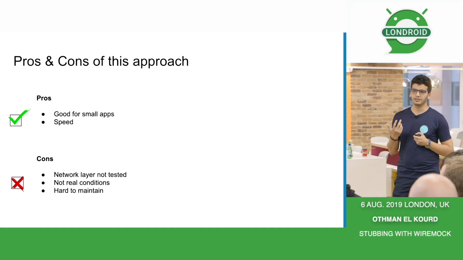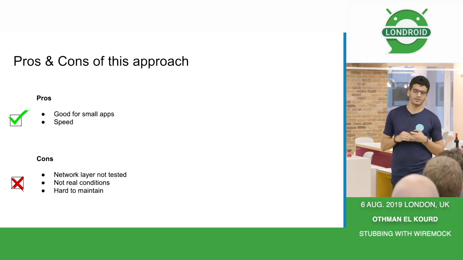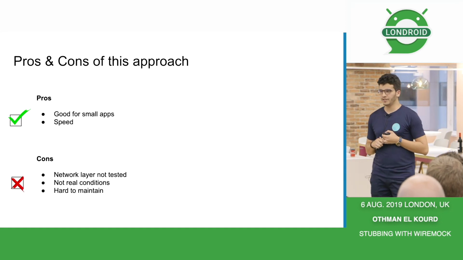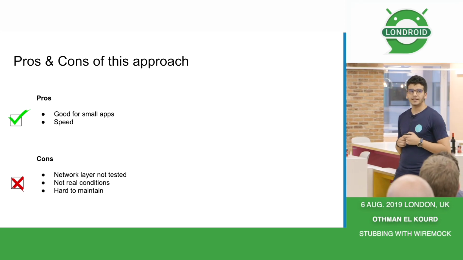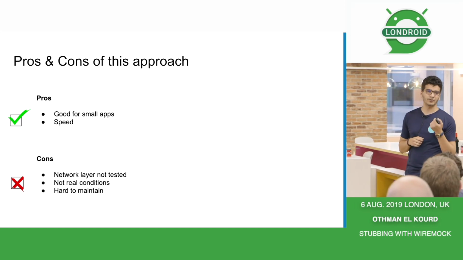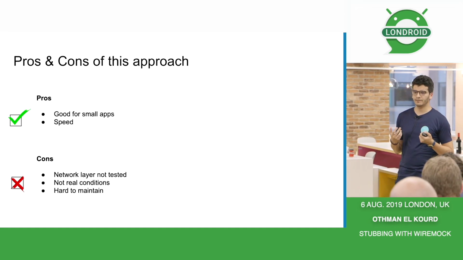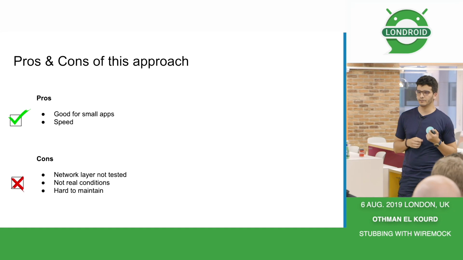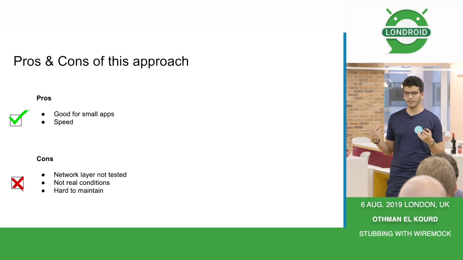As you can see, this approach can be the best choice if you have a small network layer. If your application is doing just one or two requests, you can go ahead and use this approach. Another advantage is speed, because you gain the time that would be consumed by your network layer. But there are also some disadvantages, because your network layer will not be tested in this case, which is bad. You have no guarantee that your app will behave exactly the same when targeting a real server. And it will be hard to maintain, because if you make changes to your network layer, you will need to go ahead and change your mock data as well.